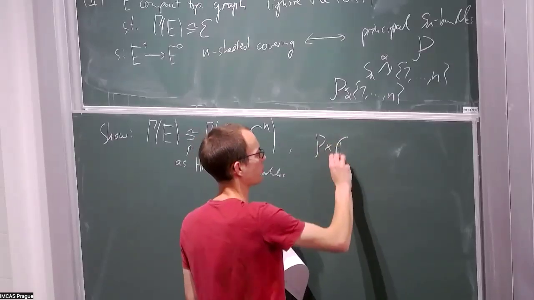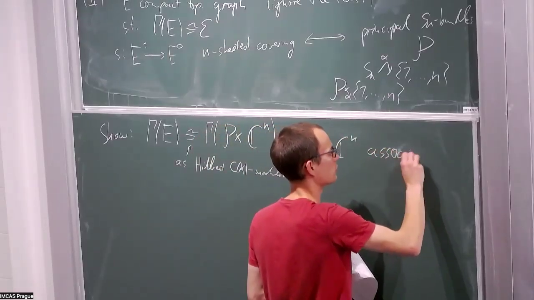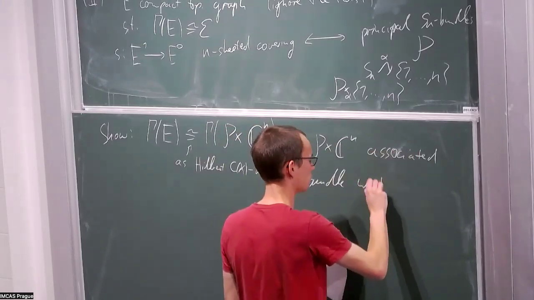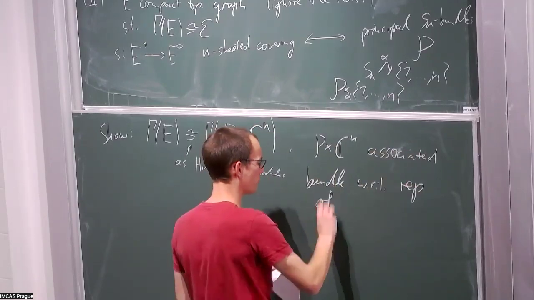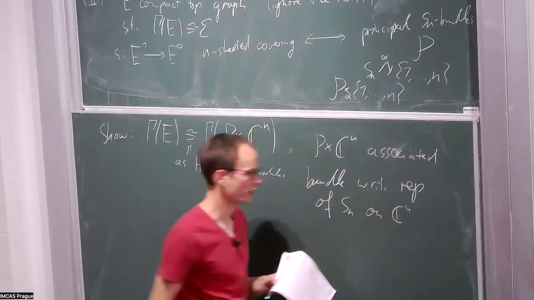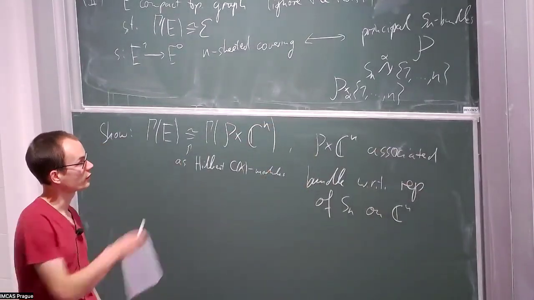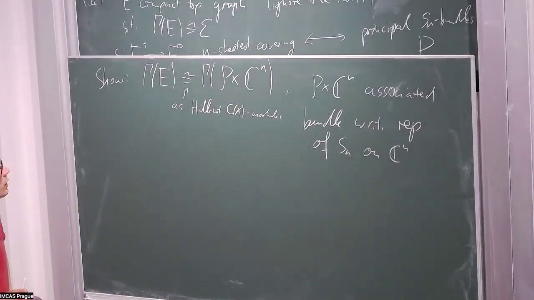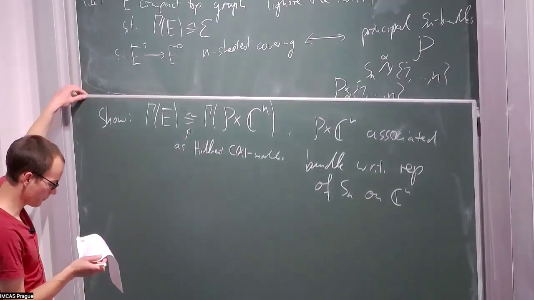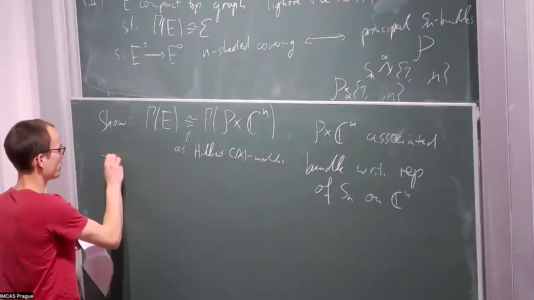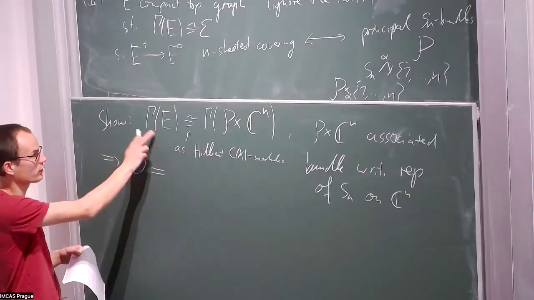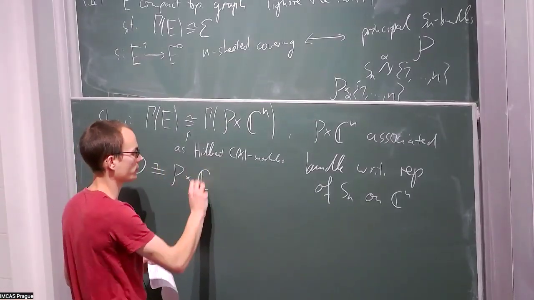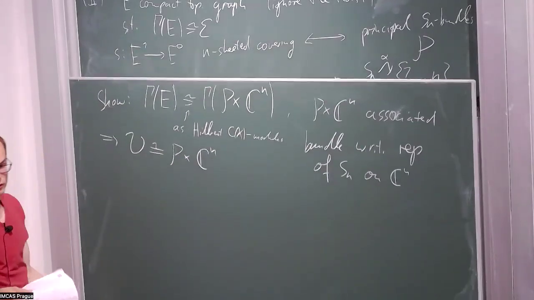Where this guy is the associated bundle with respect to the representation of the permutation group on C^n by permutation matrices. Okay, so this is a vector bundle. You can take continuous sections, and as a Hilbert C(X)-module, this is the same thing as what you started with. And now this means that the vector bundle corresponding to this module is isomorphic to exactly this associated bundle, because of SES1, because this is unique up to isomorphism.